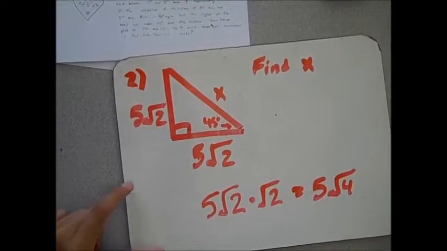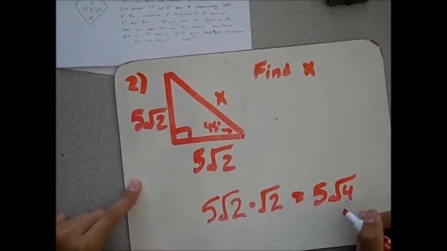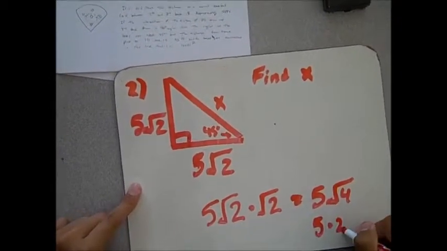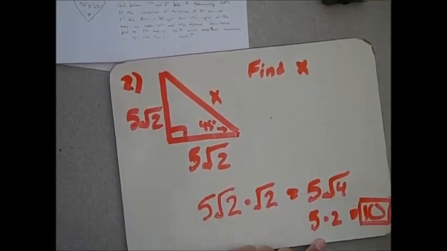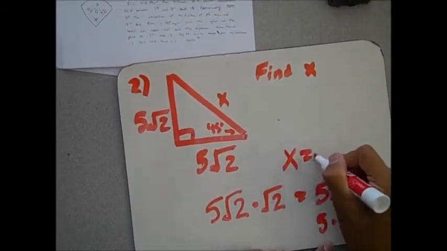So that becomes 5 the square root of 4. Now the square root of 4, when you work it out, becomes 2. So that'll reduce to 5 times 2. That gives you 10. And 10 is the measure of your hypotenuse. So x equals 10.